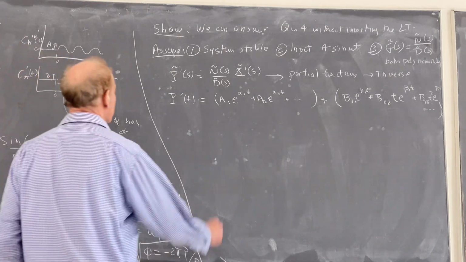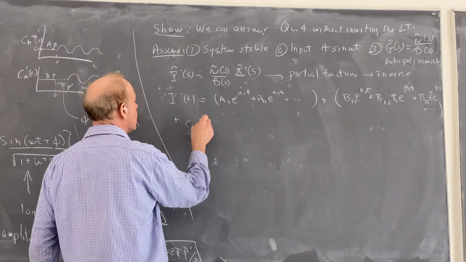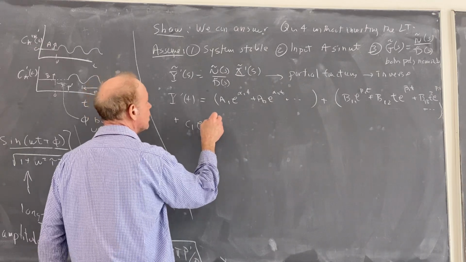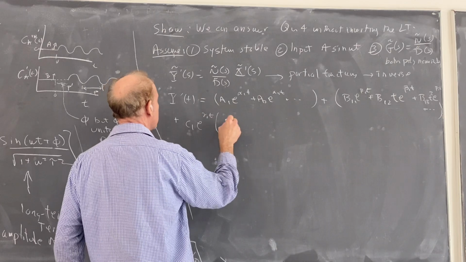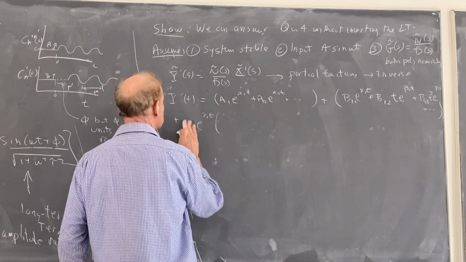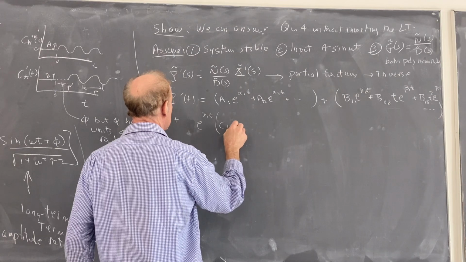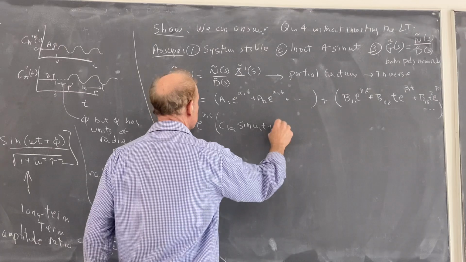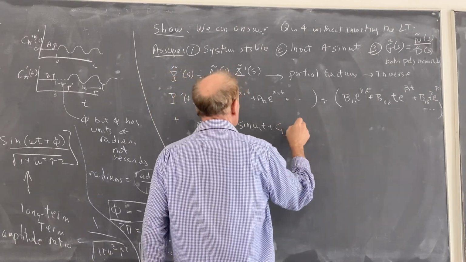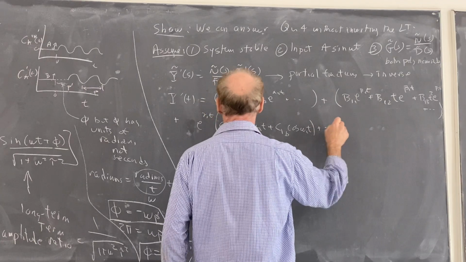And then I'll also have terms that look like c1 e to the gamma 1 t times a sine omega 1 t plus c1b cosine omega 1 t plus similar terms.